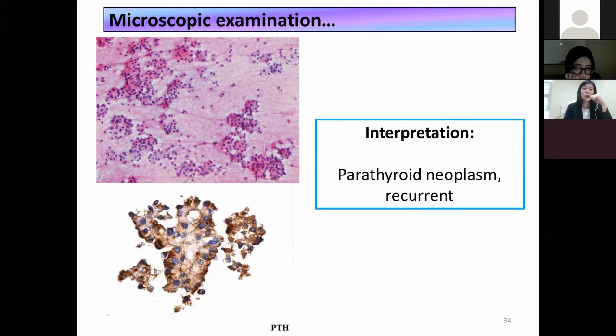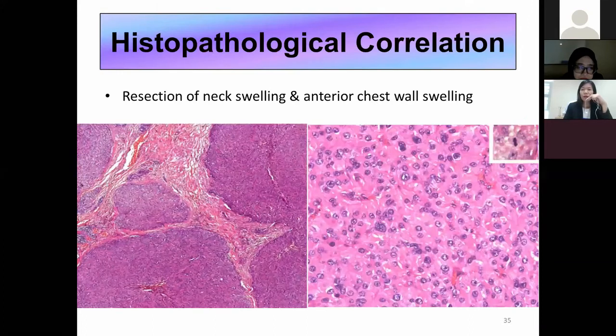So we don't commit at that point of time whether it's a carcinoma or adenoma, because it's actually very difficult to diagnose cytologically. But anyhow, knowing that this is a recurrence with multiple huge nodules in the thyroid bed and anterior chest wall swelling, we know at the back of our mind that we're dealing with a carcinoma. So a resection of the neck swelling and all the anterior chest wall swelling was performed.